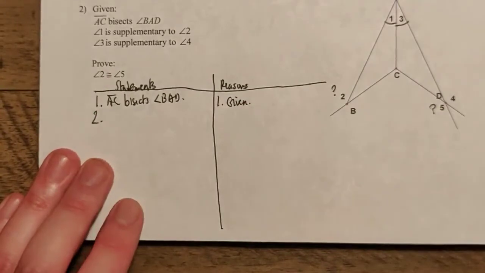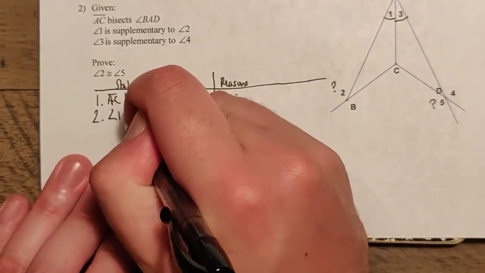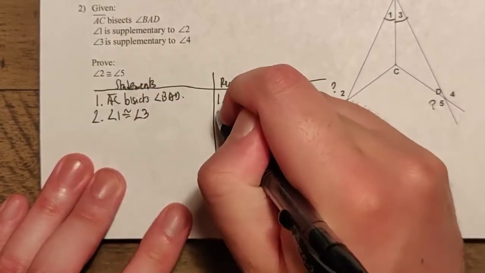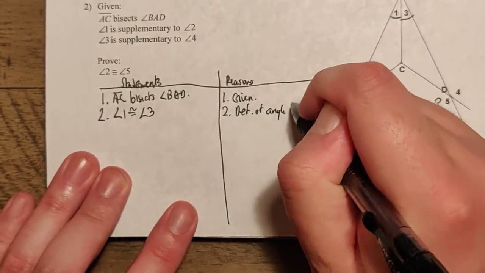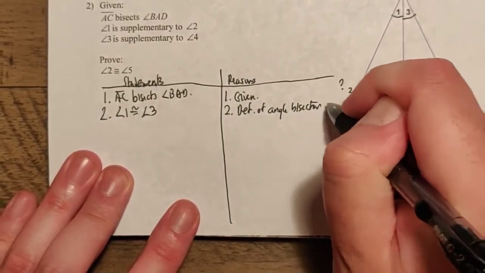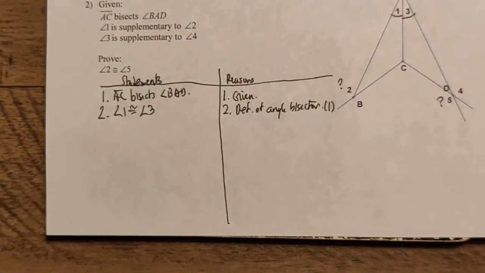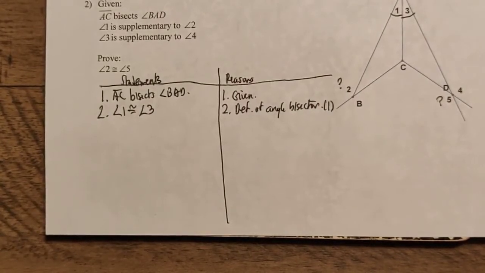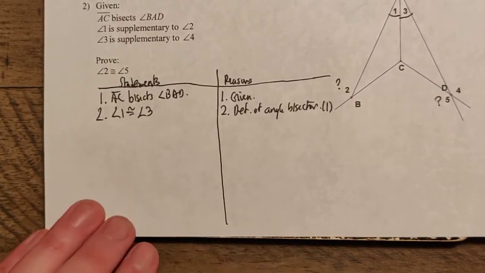Now we know that because it's an angle bisector, it splits an angle into two congruent pieces. So I can say angle 1 is now congruent to angle 3 here. And that's going to be my definition of an angle bisector from step 1. So again, notice how I treat this as if this were still a Boolean logic proof. We're going to explain everything, we're going to write everything out, we're going to explain why that's the case.